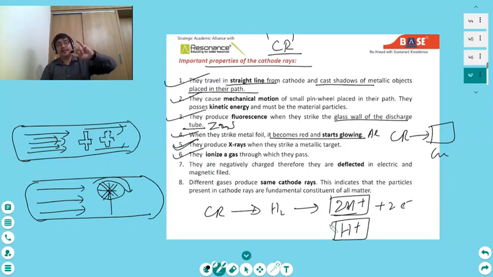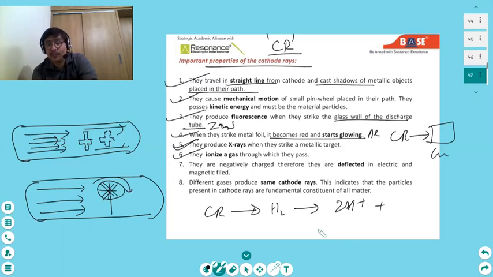Reason for that: it has mass, and second reason, it has charge. That's why it has high energy to ionize any other gas in the vicinity when it is moving at a high speed.